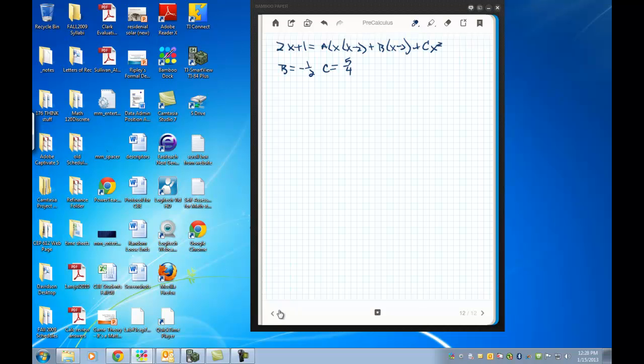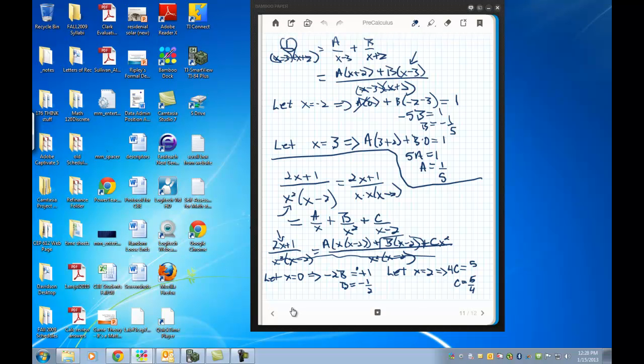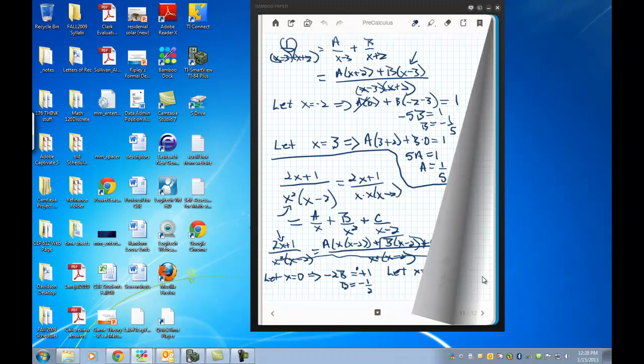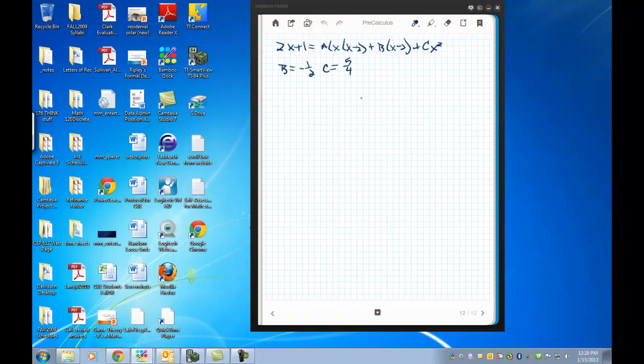Let me double check those just to make sure I don't screw anything up. Negative 1/2, 5/4, we're golden. Now the question becomes, how am I going to solve for a? I already used x equals 0, remember? This guy went away. And then I used x equals 2. Crud, this guy went away. Well, what should I use then?